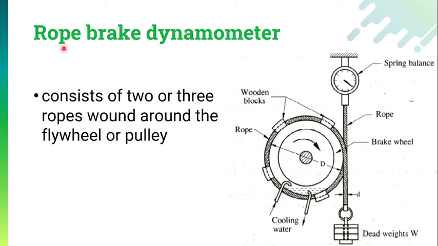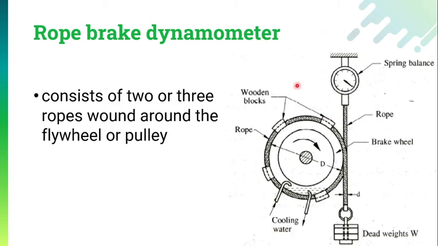So basically, to apply the friction over here, we are going to use the rope. In the rope brake dynamometer, we normally use 2 or 3 ropes. They have a higher thickness and are wound around a flywheel or the pulley that is attached with the shaft. This is the construction of the rope brake dynamometer.